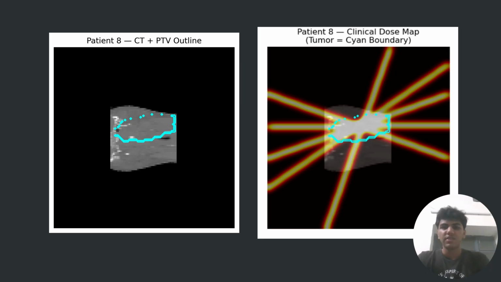Once again, you can see that the beams are intelligently directed to concentrate around the tumor while minimizing exposure to the OARs. This also further demonstrates the model's ability to adapt to new patient geometries and optimize angles without any manual planning intervention.